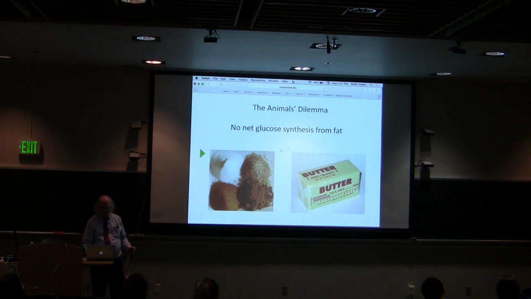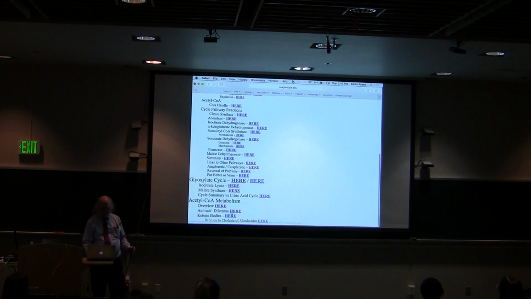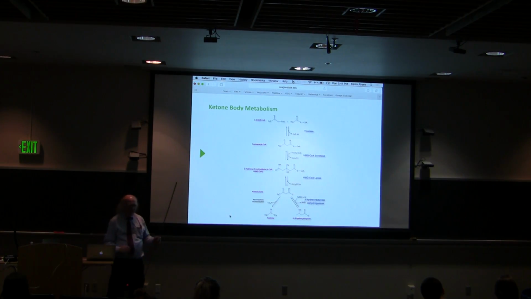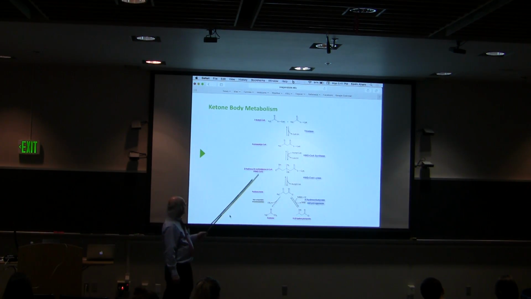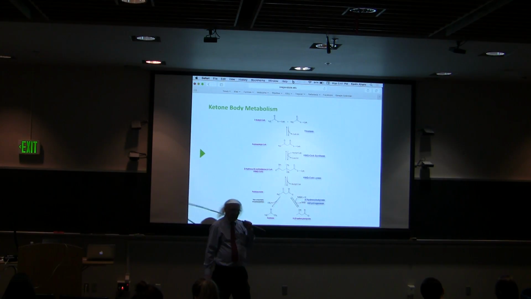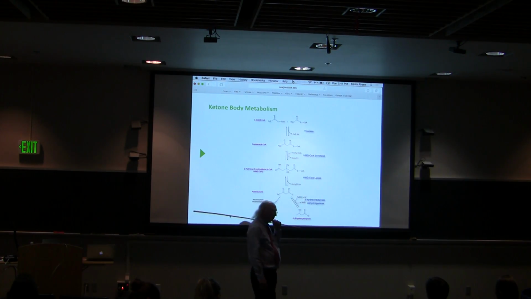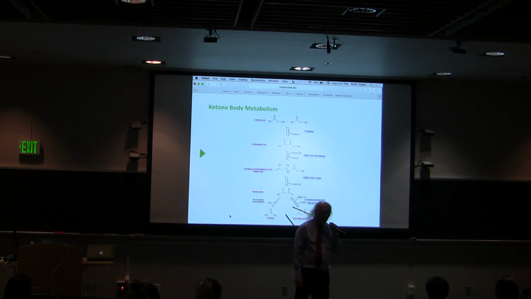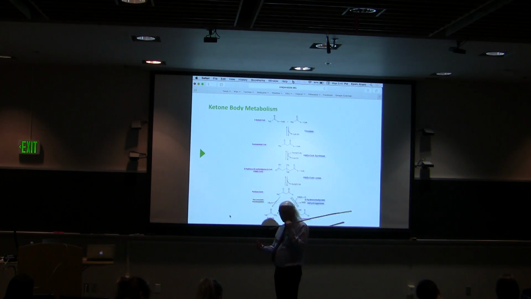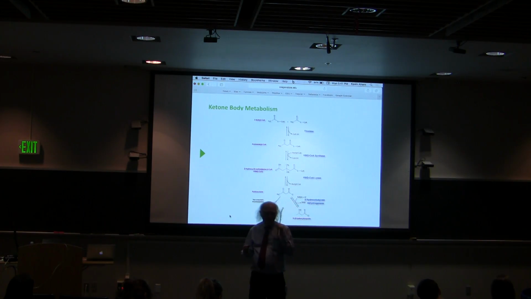The animal's dilemma, of course, is that they can't make glucose from fat. I've made that point, hopefully emphatically, and I talked about ketone body metabolism, which is important then. Animals have a constant need for glucose, but they're not constantly eating glucose. As I said in class, animals only have about a 24-hour supply of glycogen to supply glucose for the body. So if you went 24 hours without eating any glucose, you would need alternate sources.